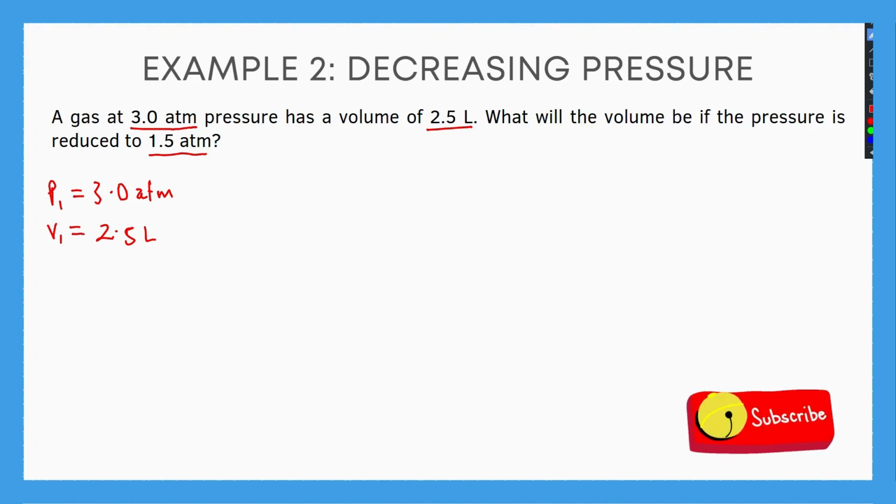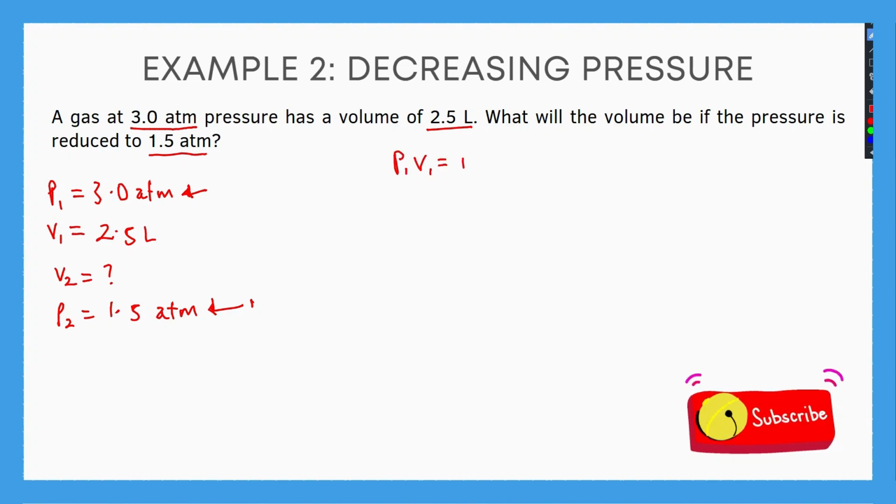What are they asking us? What will be the volume, so V2 is unknown, if the pressure is reduced, P2, to 1.5 atmospheres? So now, without even solving the question, we can notice that the pressure in this case has reduced because the initial pressure is 3 and the final pressure is 1.5. So that tells us that the pressure has reduced. So what does that tell us? If the pressure reduces, it means that the volume must increase. So let's impute the variables into our formula.